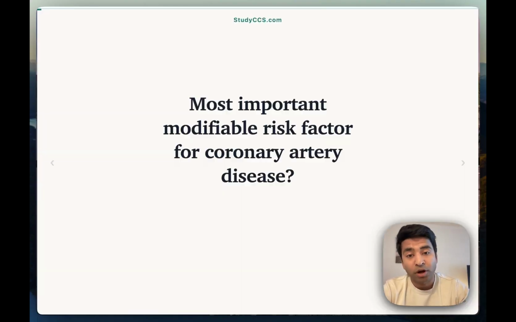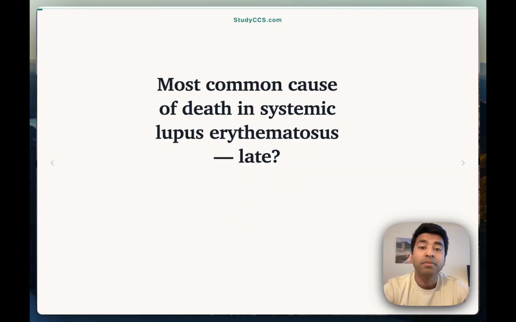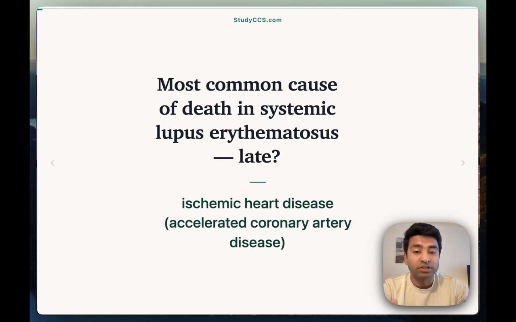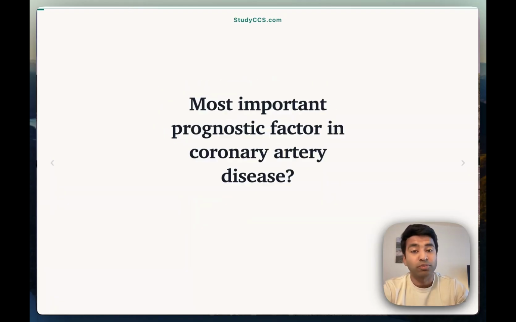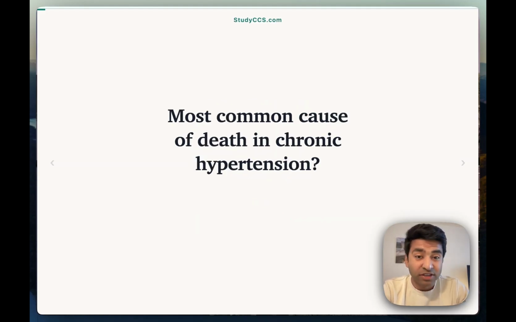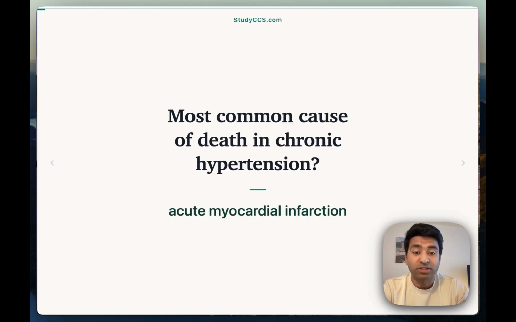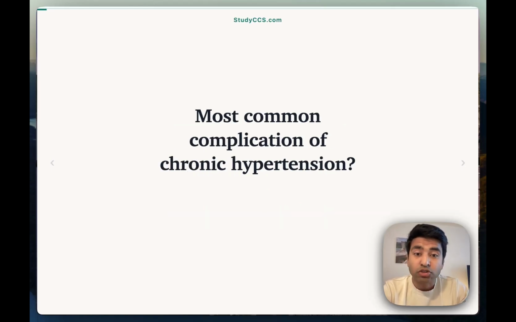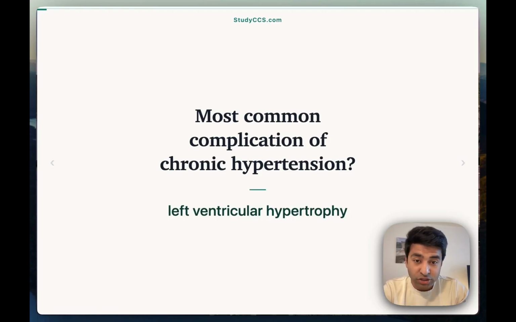The most important modifiable risk factor for CAD is smoking. Most common cause of death of lupus in later life is ischemic heart disease or advanced coronary artery disease. Most important prognostic factor for coronary artery disease is LV function. Most common cause of death in chronic hypertension is acute MI. The most common complication of chronic hypertension is LVH.